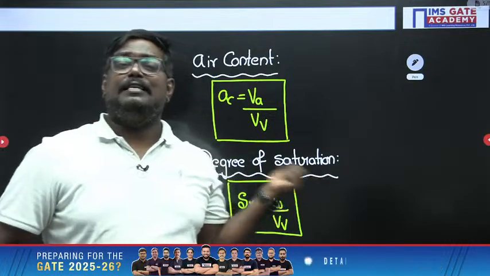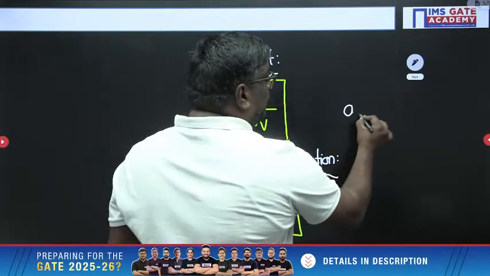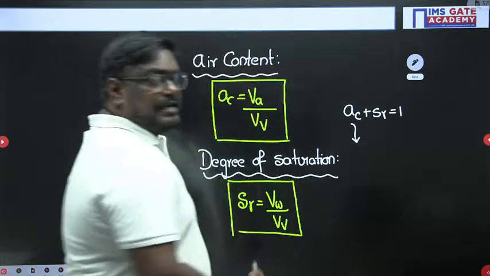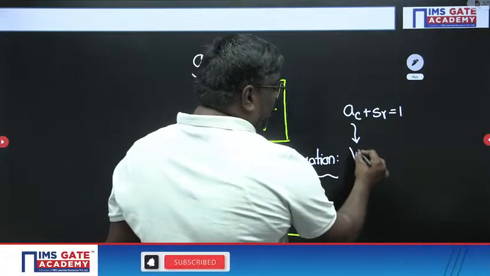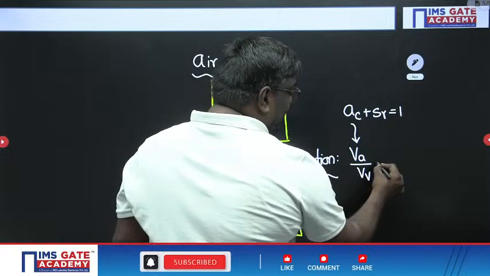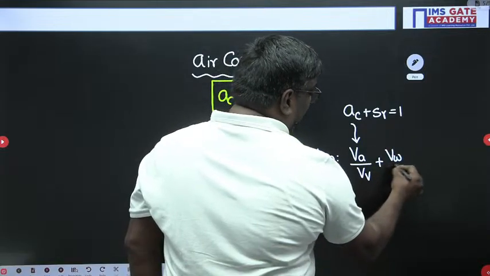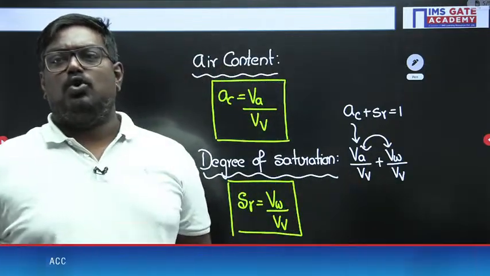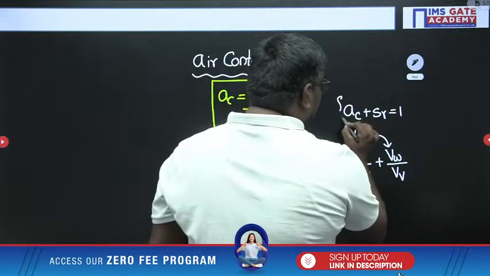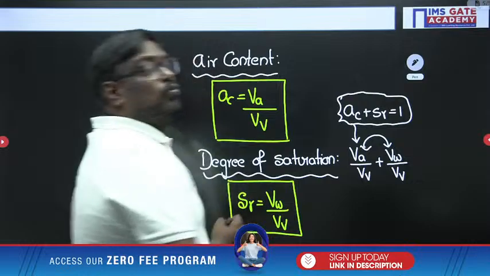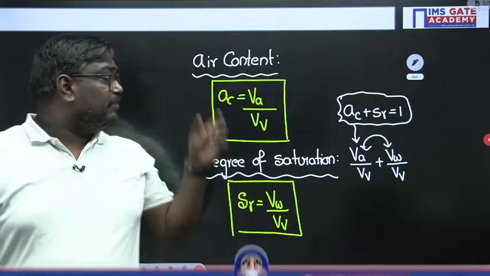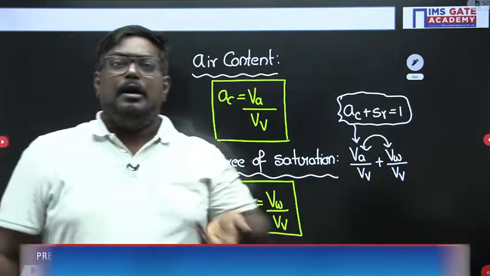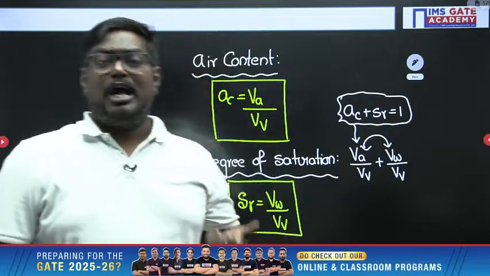So, let me tell you another important relation, my dear students. Air content plus degree of saturation is always equal to 1. Why? Because what is air content, my dear students? Air content is nothing but volume of air upon volume of voids. And similarly, what is degree of saturation? Volume of water upon volume of voids. Now, if we add volume of air and water, it is nothing but the total volume of voids. Hence, air content plus degree of saturation can be taken as 1. Now, let me tell you, my dear students, if they ask you percentage, you have to just multiply with 100. Whatever the value you got, if you multiply with 100, it will be converted into percentages.